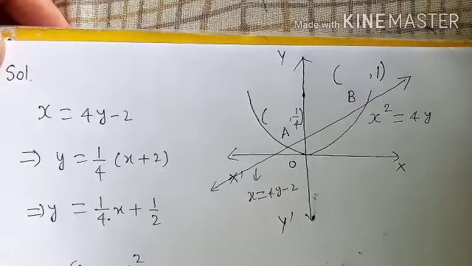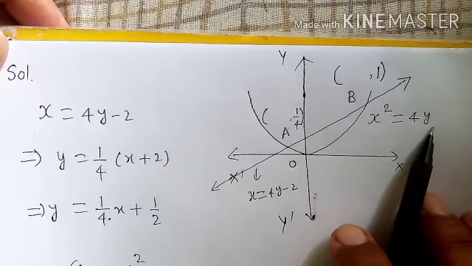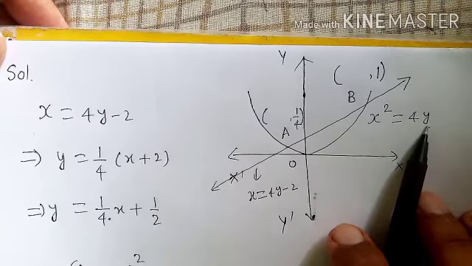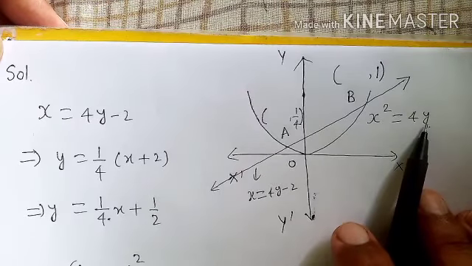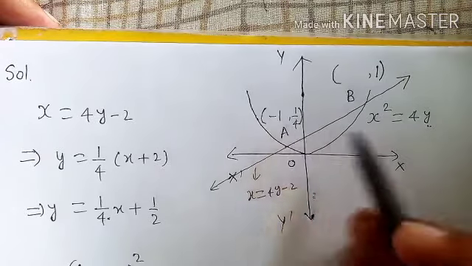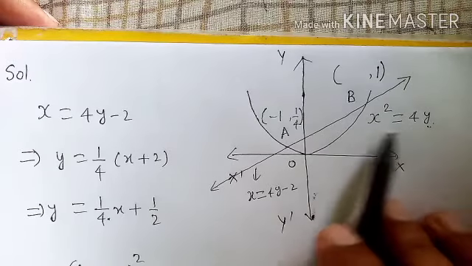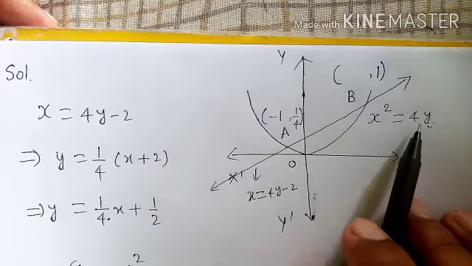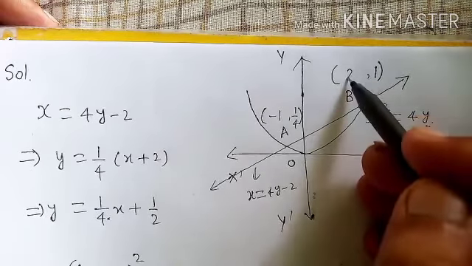Now we take the x coordinate after putting y is equal to 1 by 4. Then we have x square is equal to 4, then x is equal to 1 and minus 1. But this point A lies in the second quadrant, and in the second quadrant x is negative, so minus 1. When we put y is equal to 1, then x square is equal to 4, then x is equal to 2 or minus 2. But B lies in the first quadrant, so x will be positive, so this will be 2.